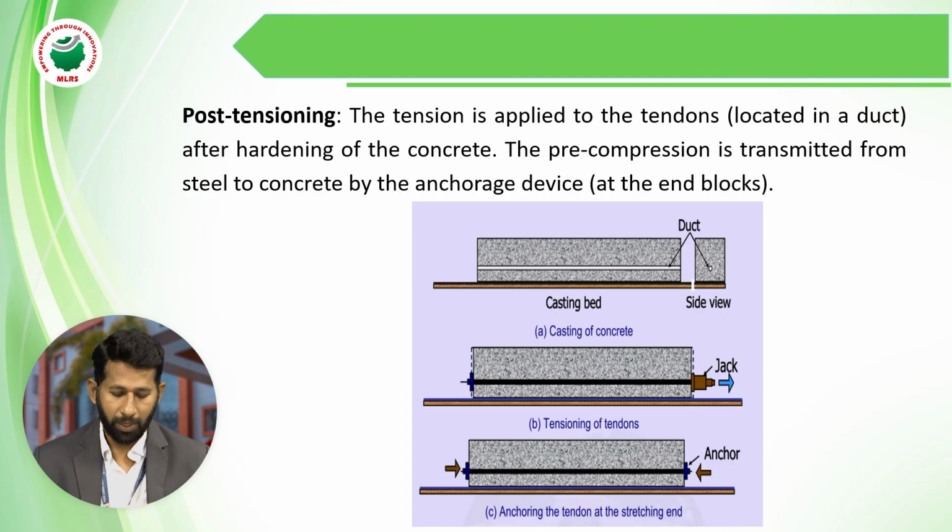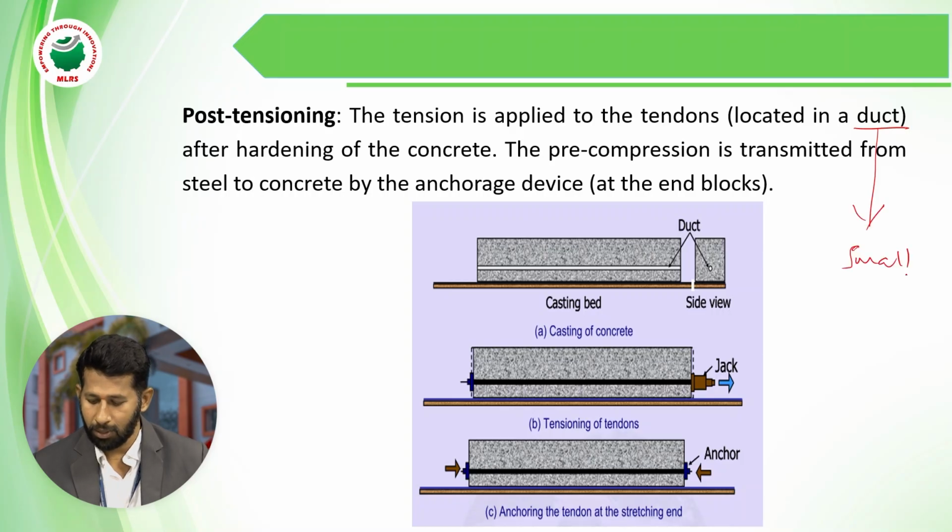So what is post-tensioning? In post-tensioning, the tension is applied to the tendon after a duct is located. Duct means a small gap. After hardening of concrete, the pre-compression is transferred from steel to concrete by the anchorage device at the end blocks. This is the duct. Strands, cables, wires are twisted together and inserted into the duct to apply the pull.